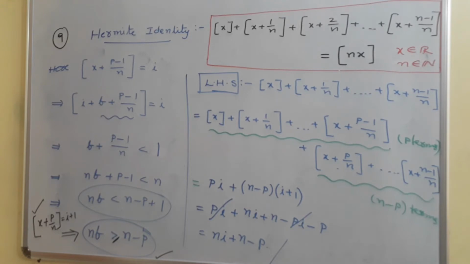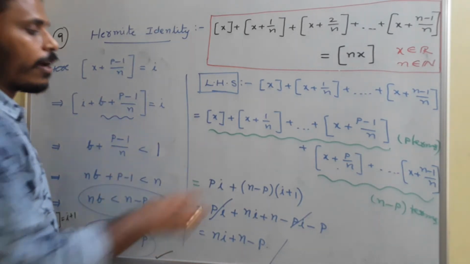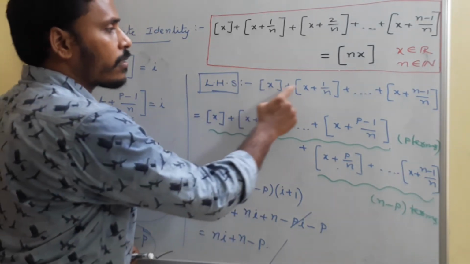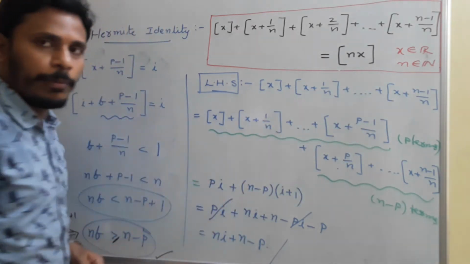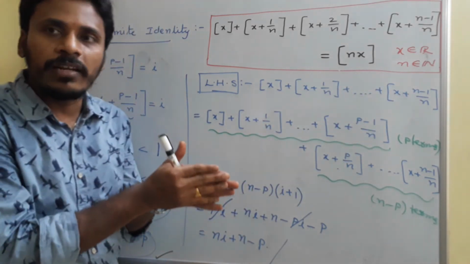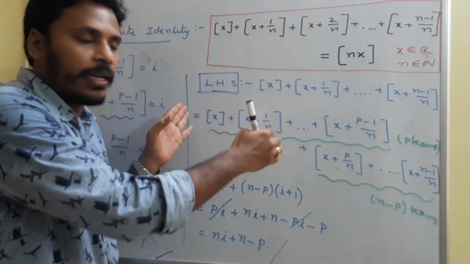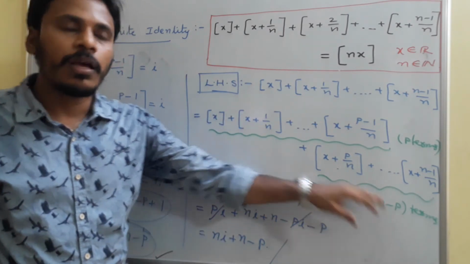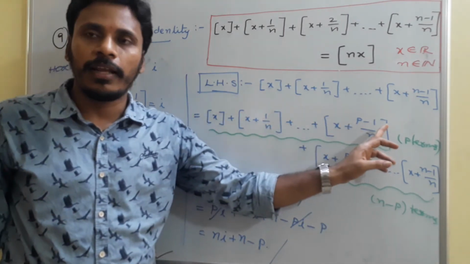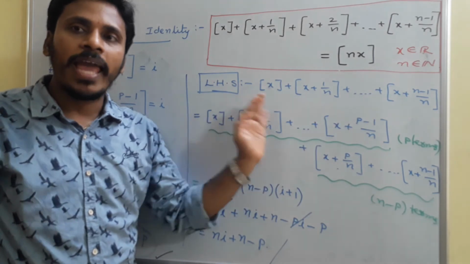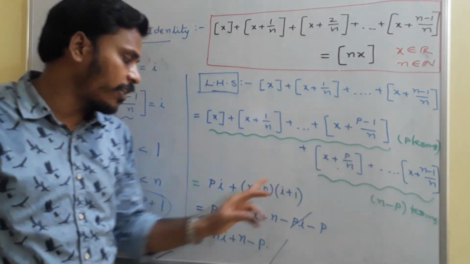Just look at the board once again. This is the left side. We are proving this. Step x, we have n terms here in the summation. So I just break those n terms into two parts: first p terms, remaining n minus p terms. So the value of the first p terms, every value is i. So for p terms it is pi.